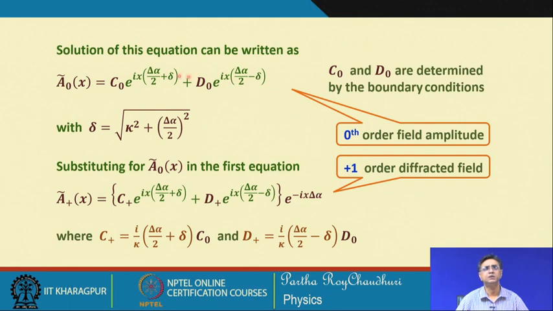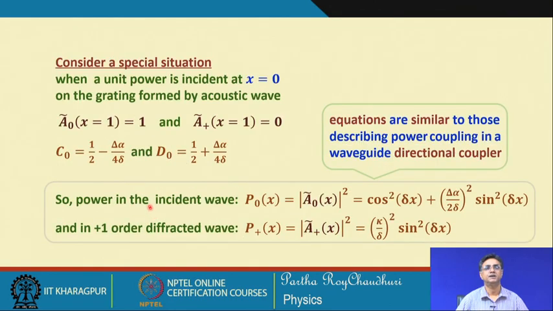Now this equation corresponds to the amplitude of the electric field for the 0th order, that is the undiffracted order, but this quantity will correspond to the electric field amplitude of the plus 1 first order diffracted field. So, after simplifying, we end up at the amplitudes of the two diffracted waves, 0th order and first order, and we will see these two are now coupling through this coupling constant kappa.